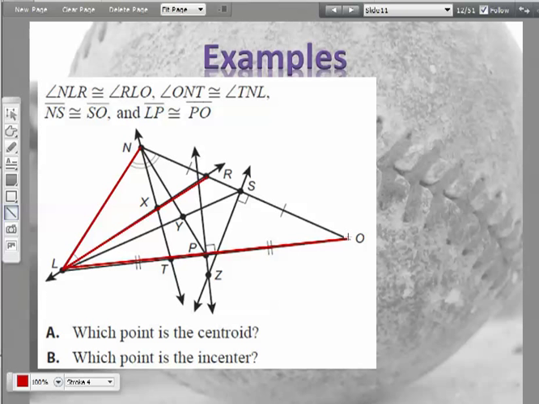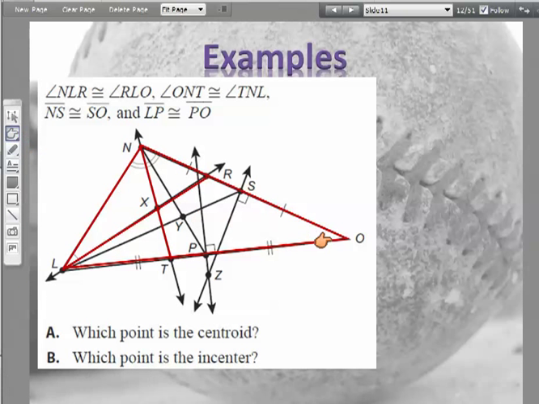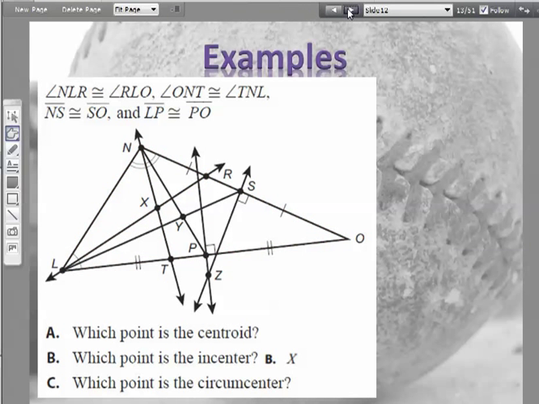ONT is congruent with TNL, and so I'm looking at these at this point Y. Now notice that they didn't do the angle bisector for O because you really only need 2 of them. You don't need all 3. But it looks like point X is going to be the incenter in this one. That drawing really helps you figure out who's who. Okay, let's look at this one.